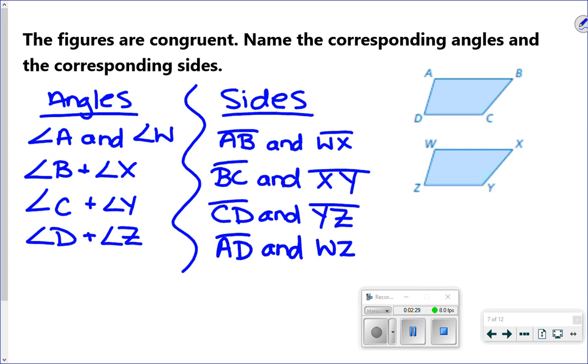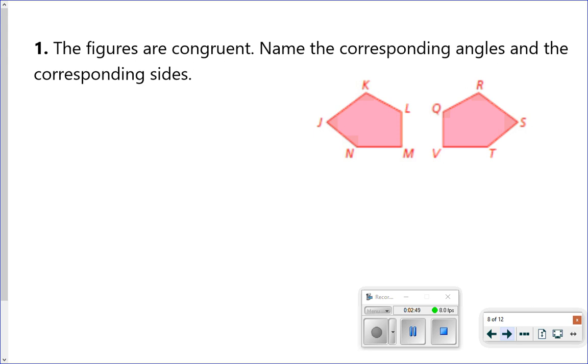The order that you write the letters does not matter as long as you have the corresponding letters matching up. So for example, on my first pair, I wrote A first and W first because A and W correspond. And then I wrote B second and X second because B and X correspond. Go ahead and pause the video right now and take a look at this next picture.